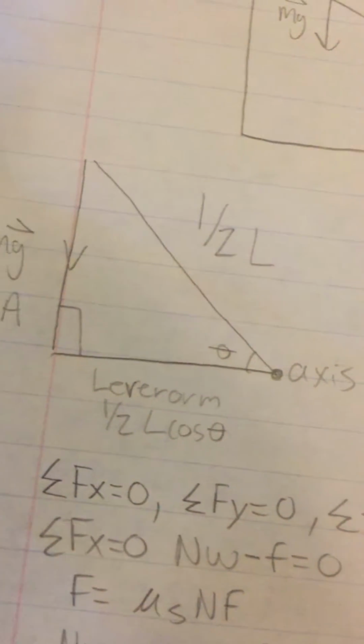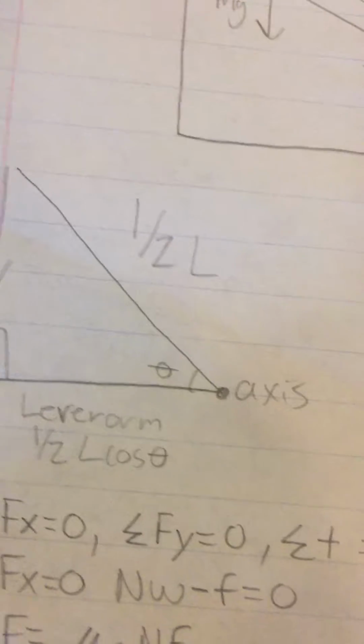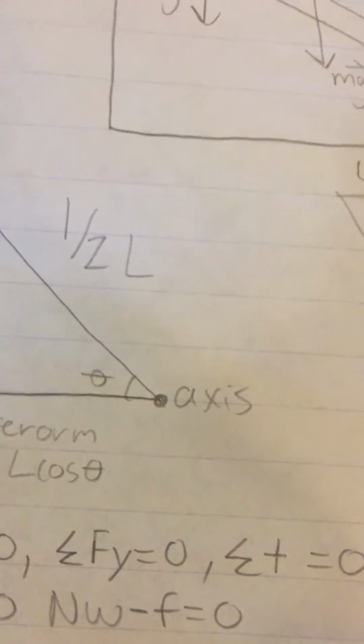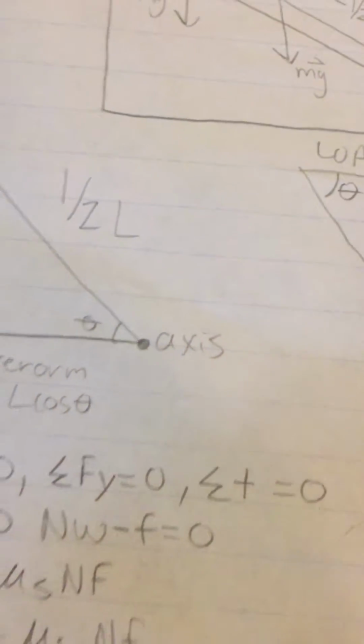The coefficient of static friction between the floor and the ladder is mu static, which is equal to 0.45. How far along the ladder can a 60-kilogram person climb before the ladder starts to slip? Assume that the wall is frictionless.